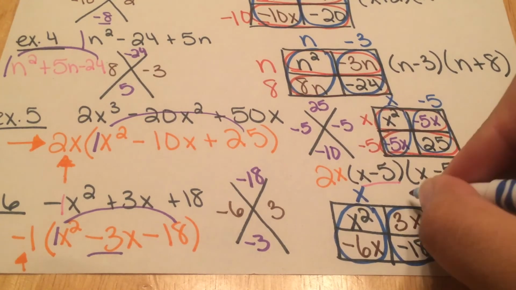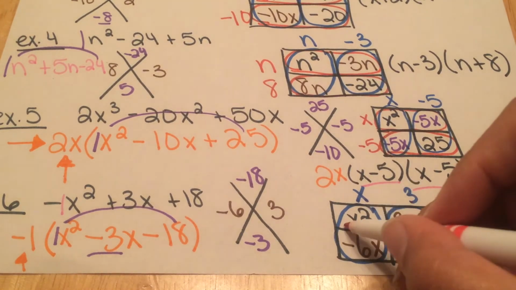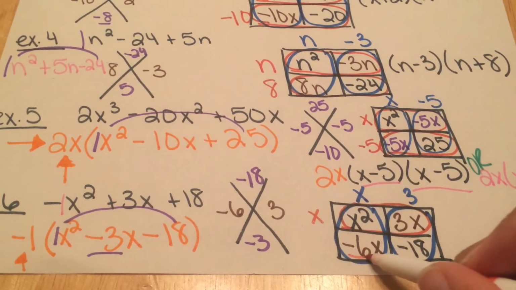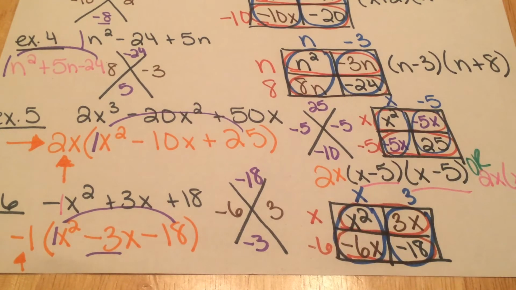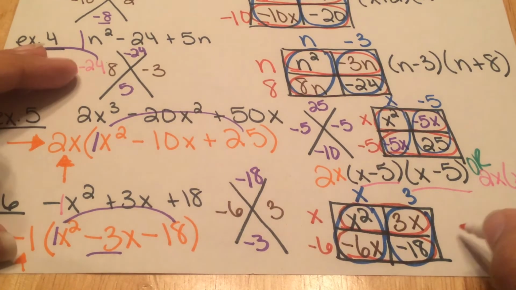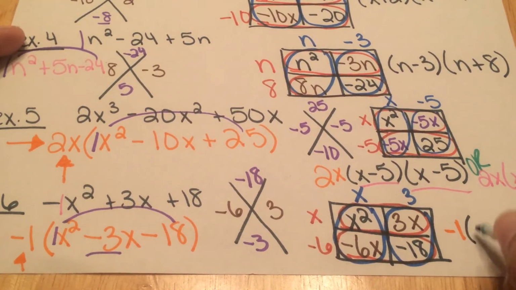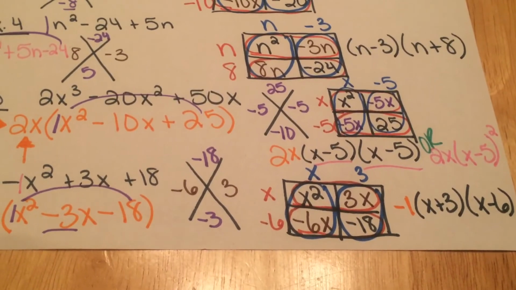3x and negative 18 has a 3 in common. GCFs horizontally. X squared and 3x has an x in common. And negative 6x and negative 18 has a negative 6 in common. So we have our factors. But remember, we also have that negative 1. So I'm going to put that guy first. So we have our factors of negative 1 times x plus 3 and x minus 6. And now we're done.